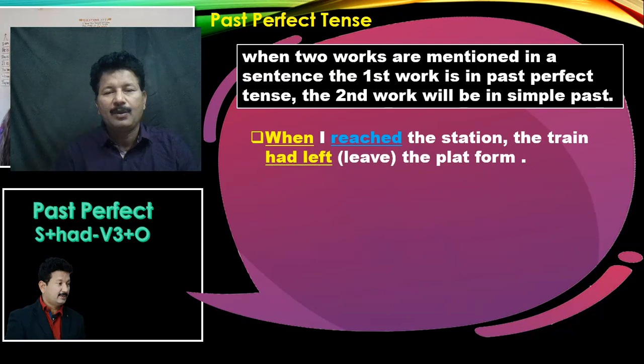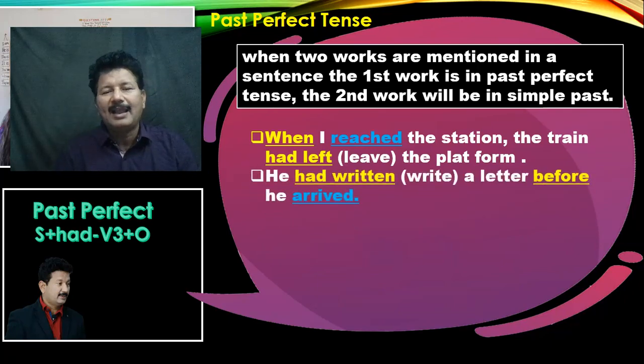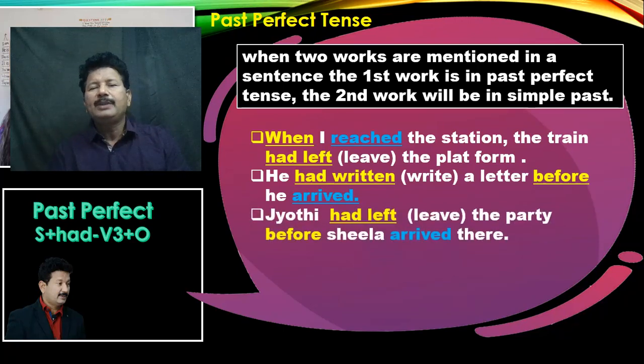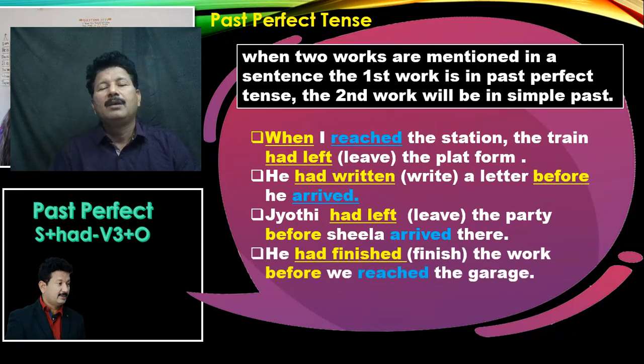Let's look at this. When I reached the station, the train had left the platform. So what happened first? Whether I reached the station or the train had left. So before I reached the station, the train had left. So in the same way, he had written a letter before he arrived, right? So now, Jyoti had left the party before Sheila arrived there. He had finished the work before we reached the garage. So these are the different examples we talked about.